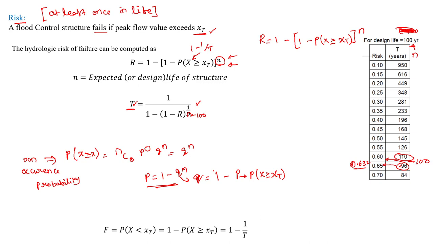Okay, now imagine n equal to 100 years. This is our design life. Let's say we either design or cultivate, and we imagine that it will serve the purpose for 100 years. Okay, this is our interest.